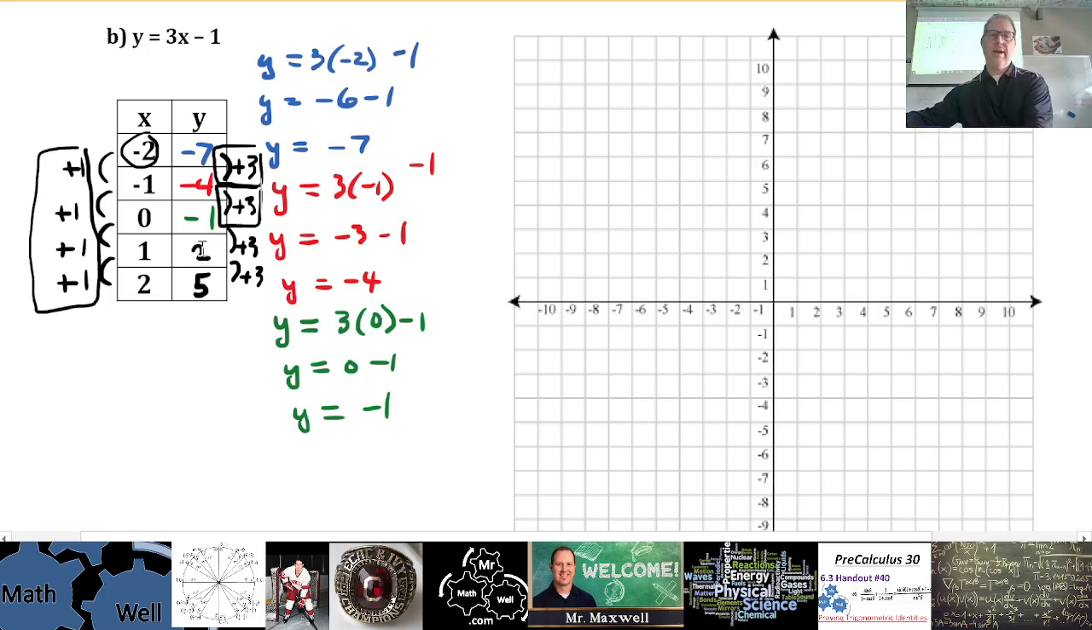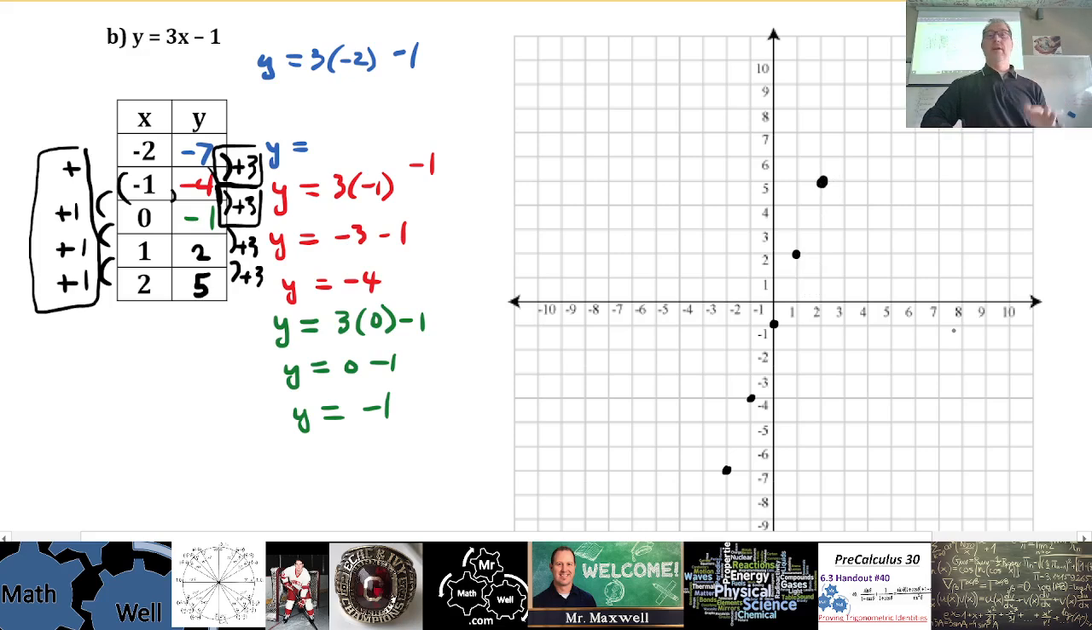Okay, so let's graph it. So negative 2, negative 7. I start at the origin, go over negative 2 to the left, go down 7. I plot a point. I go negative 1, negative 4. So that's over 1, down 4, plot a point. 0, negative 1 is right there. 1, 2, and 2, 5. Okay? So that's what those points look like.